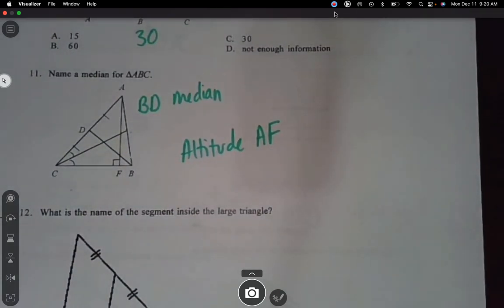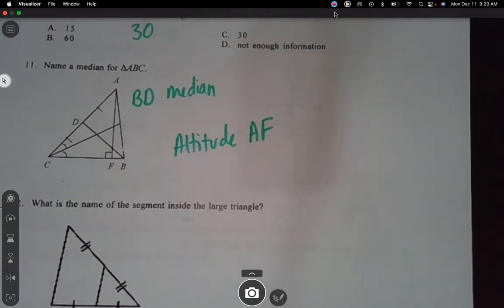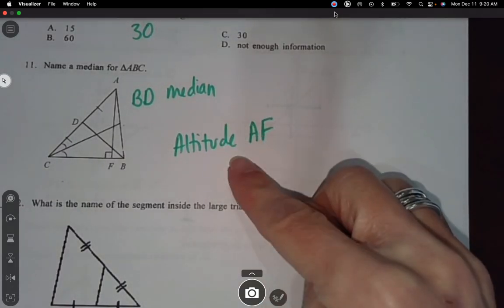Okay, can y'all name an angle bisector? Well, there are no letters for an angle bisector. Never mind. That's all there is. Okay? Is everybody good with that? Yes? So on your test, it could ask for either one of those.